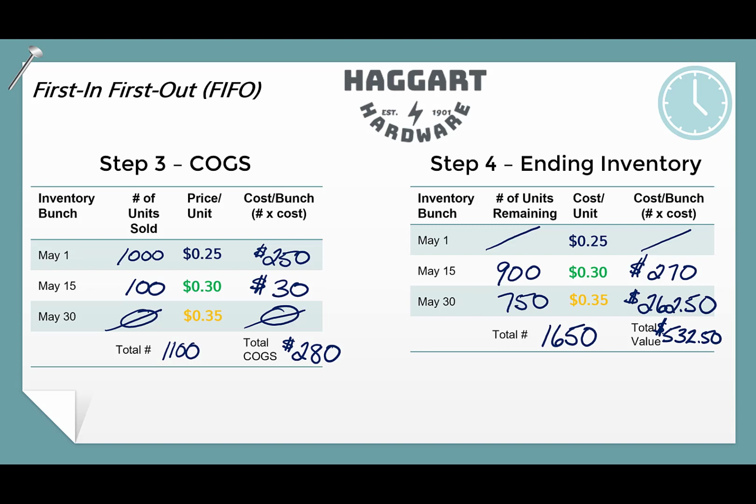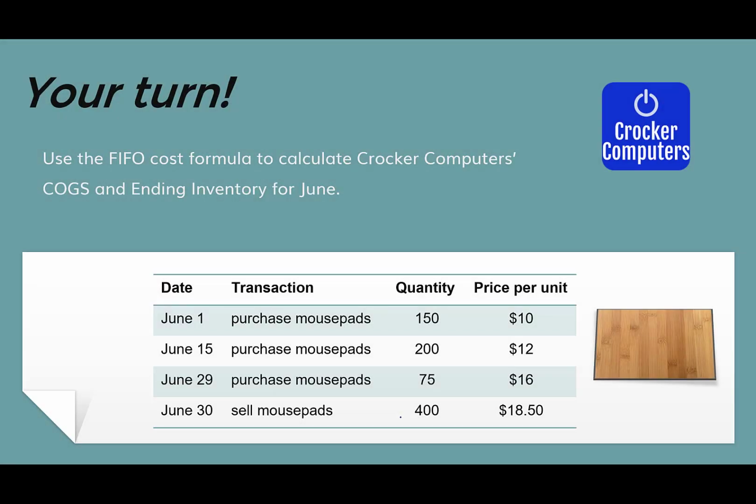So that's how we use the FIFO cost formula to calculate these values, which means it's now your turn. Please pause the video and give this problem a try. Remember, you can go back and watch the process again for the hardware store, but I'd like you to use the FIFO cost formula to calculate Crocker Computer's COGS and ending inventory for the month of June.